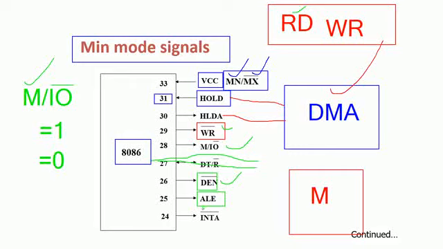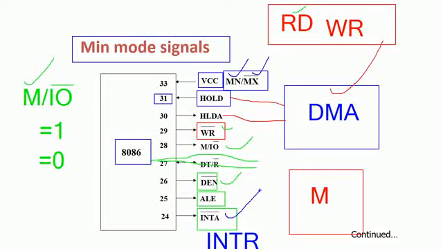The last one is the interrupt acknowledgement signal. We have seen one signal called INTR, the interrupt request signal. For this particular interrupt, the acknowledgement signal generated by the microprocessor is the INTA bar.